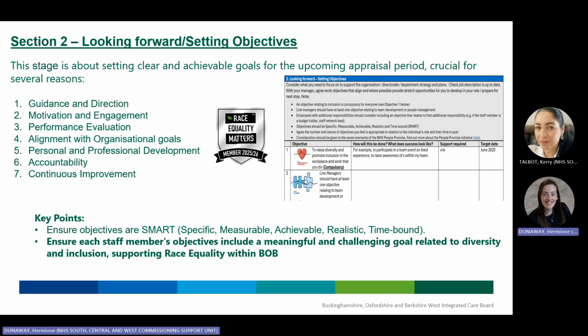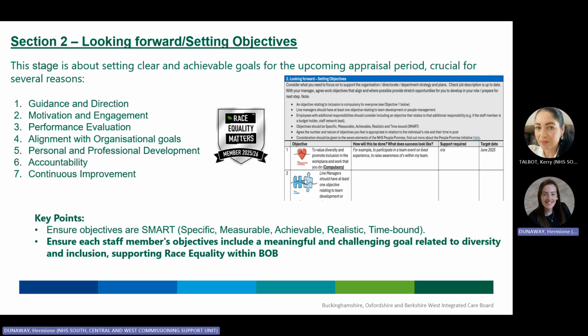Motivation and engagement. Clear objectives give employees a target to aim for. Knowing what is expected of them and how their work impacts the organisation can inspire employees to perform at their best.